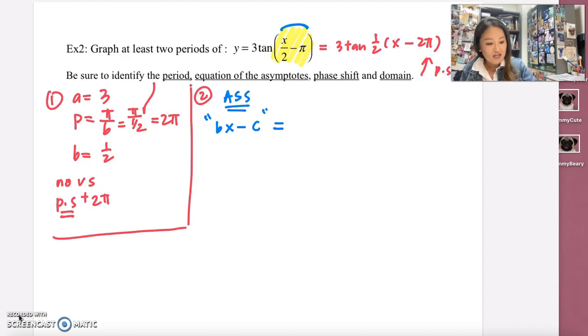When is the tangent undefined? It's always when it's plus or negative pi over 2. It's very easy because all you do is set whatever your bx minus c is to plus or negative pi over 2. What is my bx minus c? My bx minus c is x minus 2 pi, is equal to plus or minus.